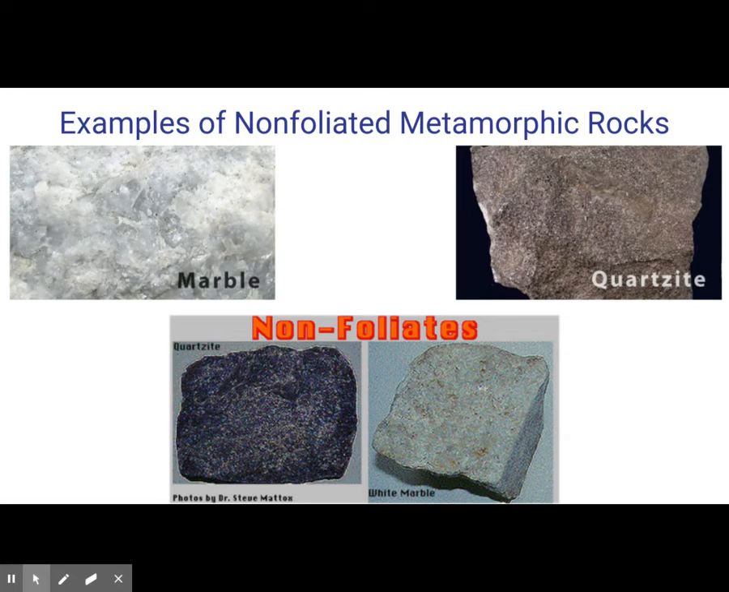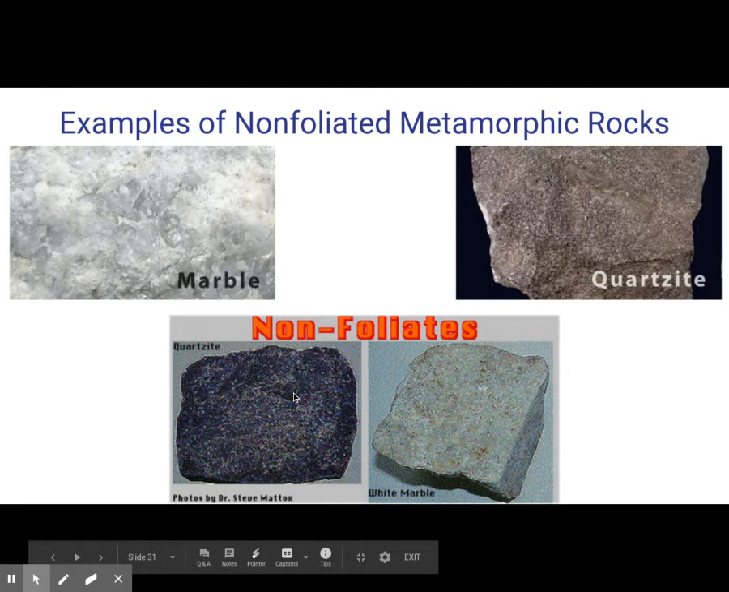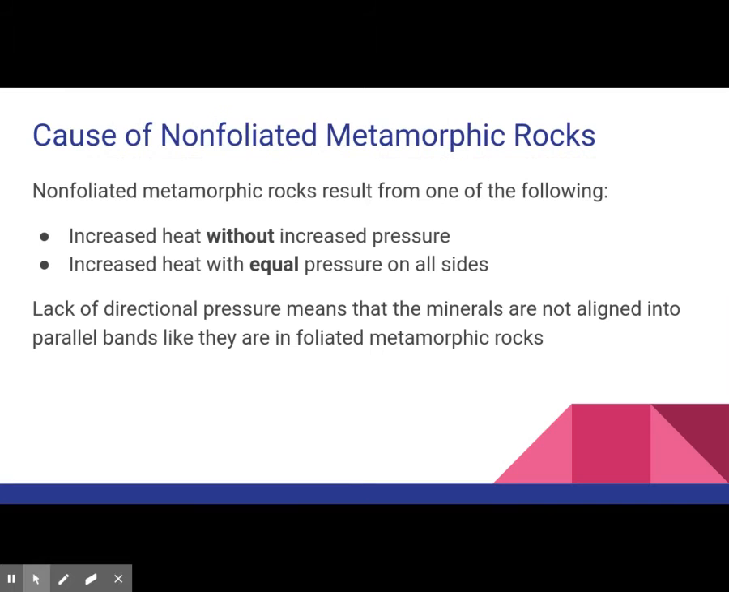So these are all examples of non-foliated rocks. You can see that there are no bands, no lines running parallel to each other. This is marble over here. We have quartzite on the right, and then a couple more down at the bottom. This is a different type of quartzite. Obviously, it's got a little bit darker color to it, and then this is marble here as well.